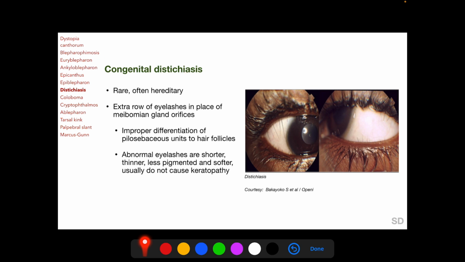Congenital distichiasis is a rare condition and is often hereditary, where there is an extra row of eyelashes in place of meibomian gland orifices. So we find an extra row of eyelashes along the upper as well as the lower eyelid in addition to the normal eyelashes, and it is said to occur due to improper differentiation of the pilosebaceous units to hair follicles. These pilosebaceous units are normally destined to become the meibomian glands, and the abnormal eyelashes, as compared to the normal cilia, are shorter, thinner, less pigmented and softer, and usually do not cause keratopathy.